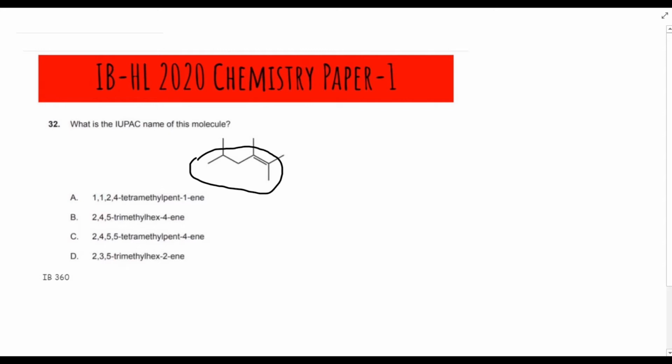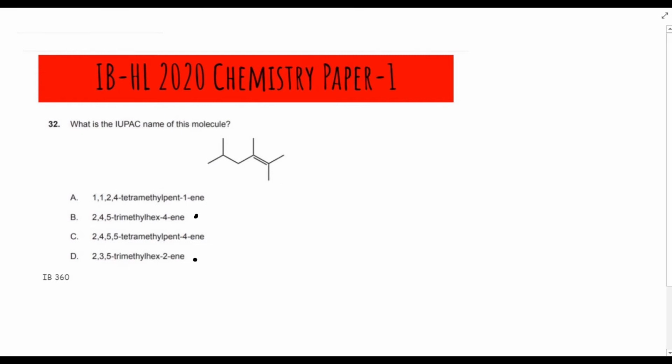Okay, and the longest chain contains 1, 2, 3, 4, 5, 6 carbon atoms. So it is a hexene chain because there is a double bond here. So either option B or option D can be correct. Now let's try naming this compound.